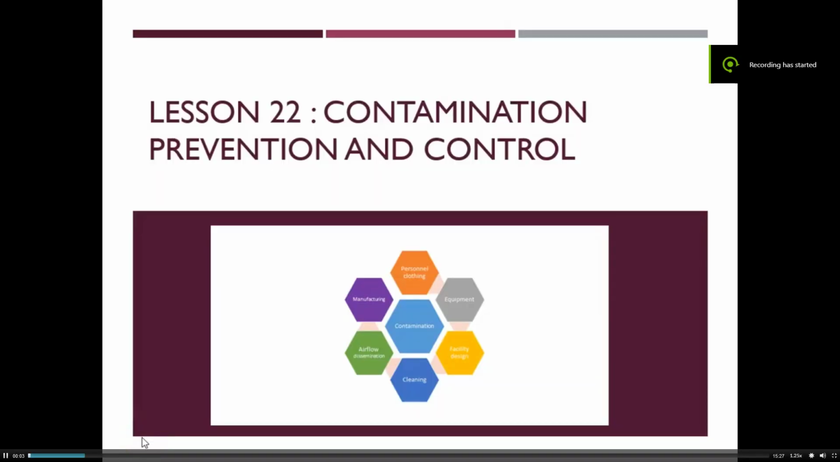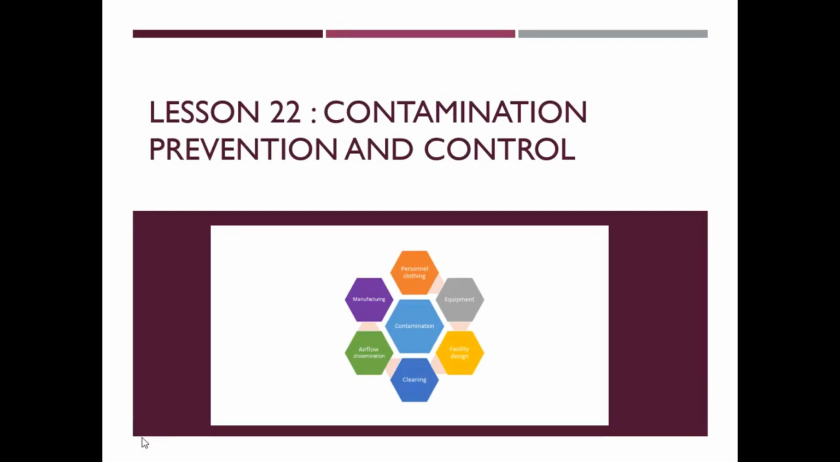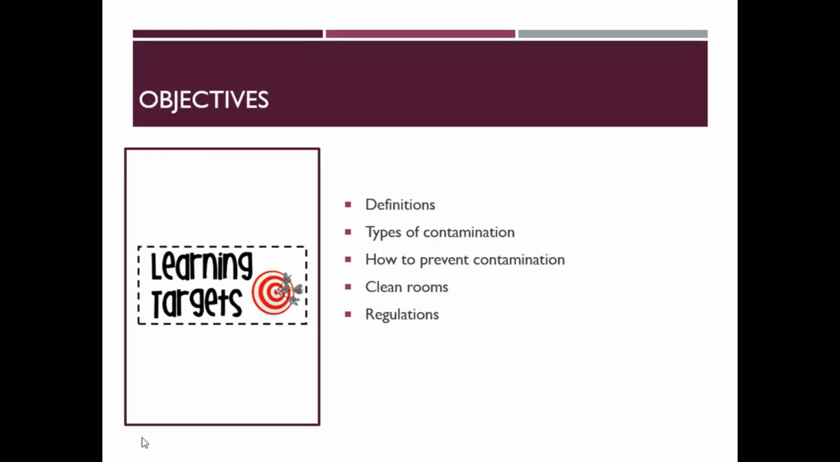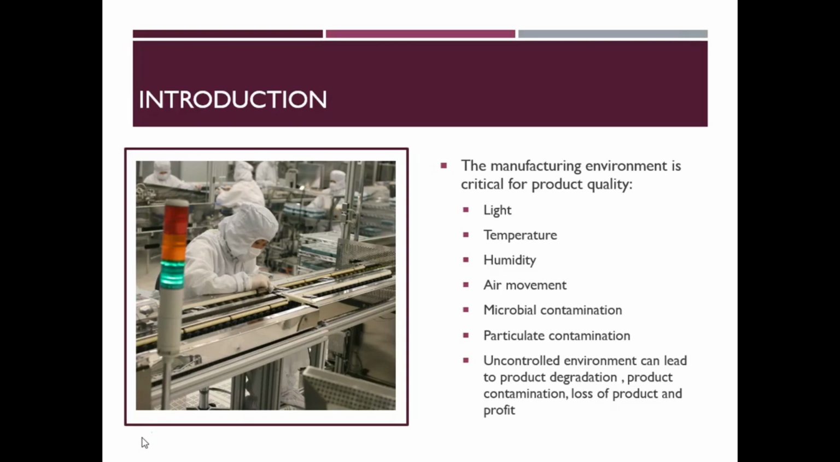Hello, welcome to lesson number 22. This lesson covers the topic contamination prevention and control, and this is actually the last lesson in this particular unit under the heading of quality assurance aspects. So at the end of this lesson, the topics that we'll have covered include the definitions associated with contamination prevention and control, the different types of contamination, a few examples of different types, how to prevent contamination, as well as discussing clean rooms and regulations around contamination prevention and control.